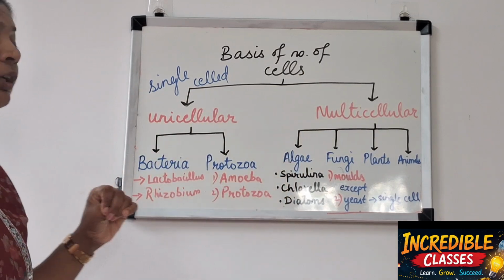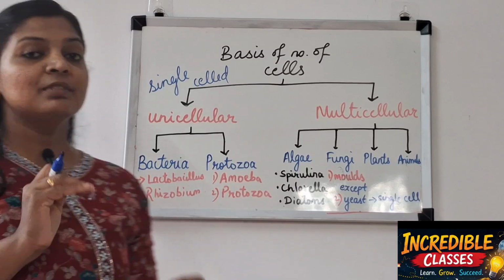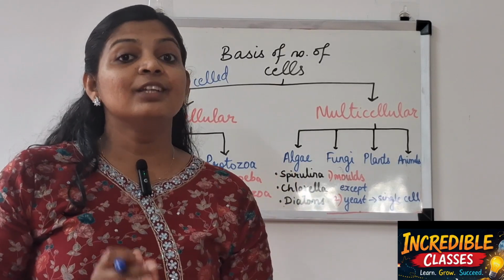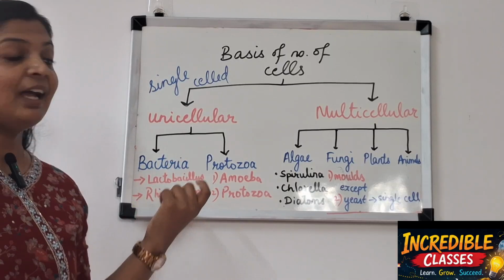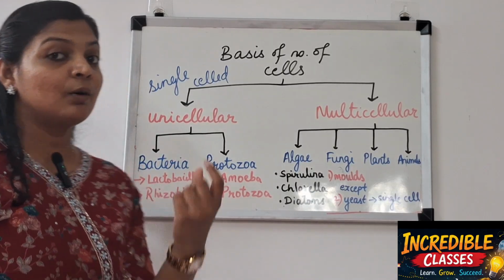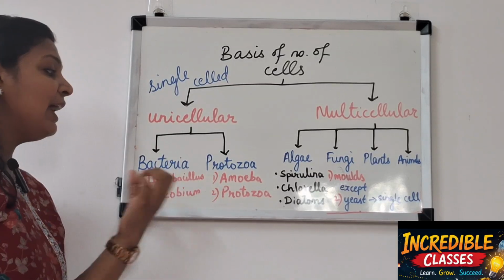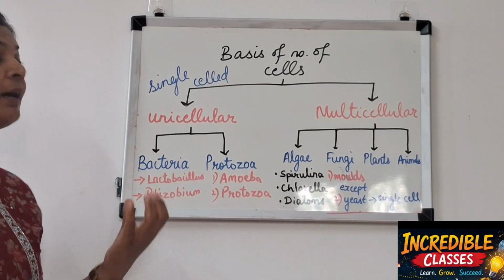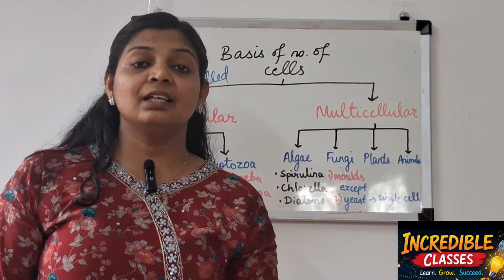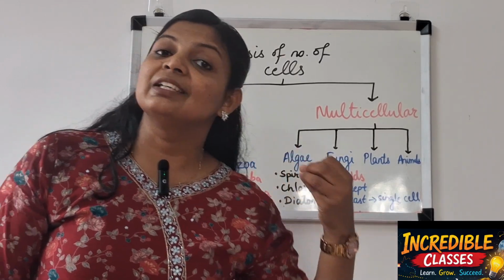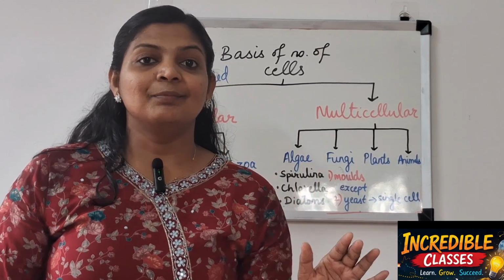Now if I talk about unicellular, we have two categories. I am strictly taking the categories mentioned in your Curiosity textbook. So this is bacteria and the second one is protozoa. Bacteria and protozoa. And we have some examples. Always remember, my dear learners, whenever you mention something in science, you have to always give an example. Without example the science is incomplete.